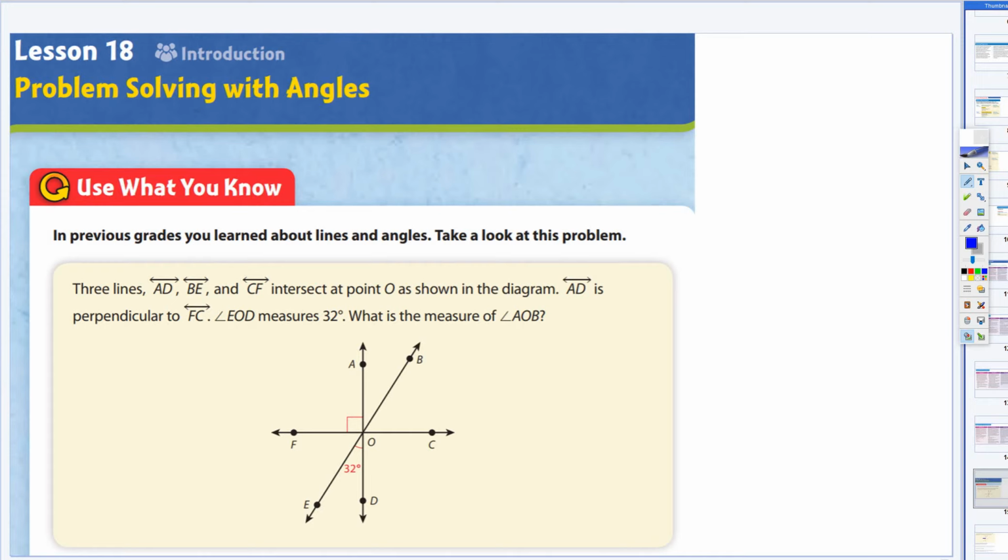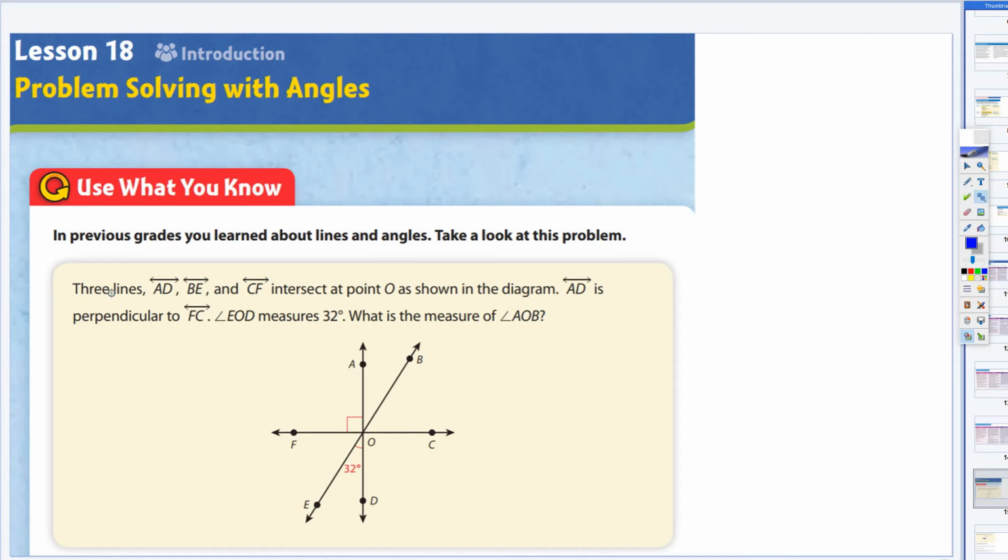Three lines. Line AD, line BE, and line CF intersect at point O, as shown in the diagram. Line AD is perpendicular to line FC. Angle EOD measures 32 degrees. What is the measure of angle AOB? And if you want to solve that now, you're more than welcome to. But we still have to answer a few questions. But before we do that, let's break this down to the best of our capabilities.